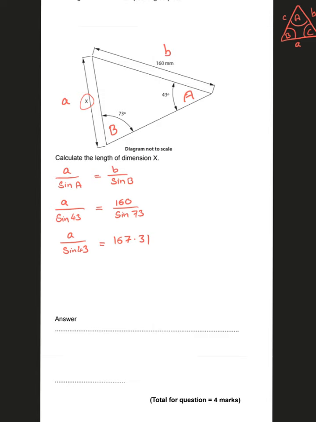So the opposite of being divided by sine 43 is multiplying by it. So it comes over the equal sign. And now we have a equals 167.31 times sine 43, and you can plug that straight into your calculator. So 167.31 times sine 43, a is equal to 114.1 millimeters.